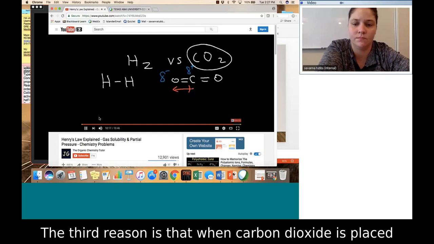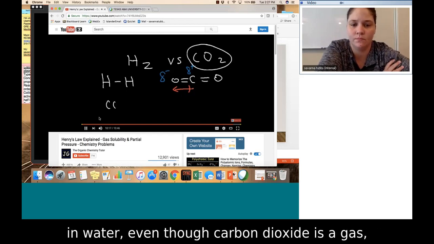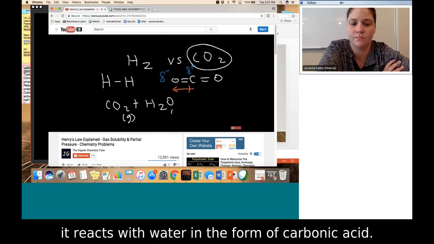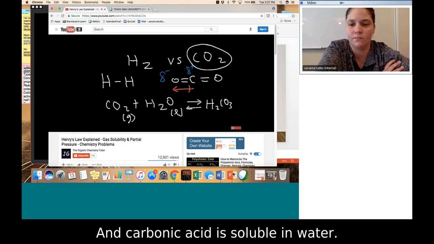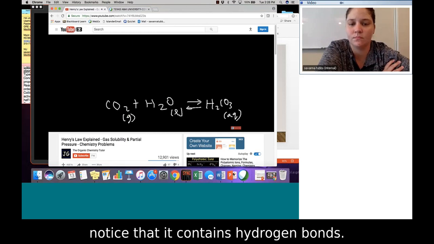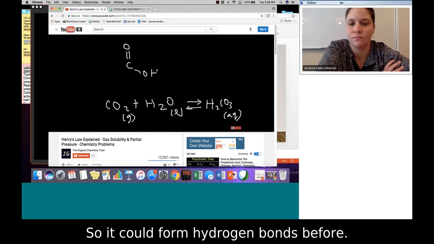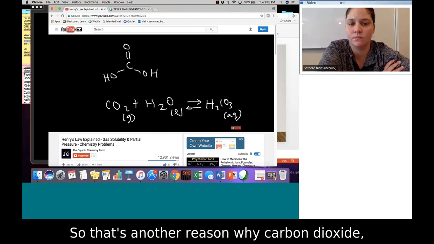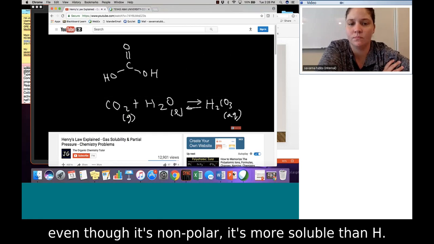The third reason is that when carbon dioxide is placed in water, even though carbon dioxide is a gas, it reacts with water to form carbonic acid. And carbonic acid is soluble in water. If you draw the Lewis structure of carbonic acid, notice that it contains hydrogen bonds. So it can form hydrogen bonds with water. So that's another reason why carbon dioxide, even though it's nonpolar, is more soluble than H2.